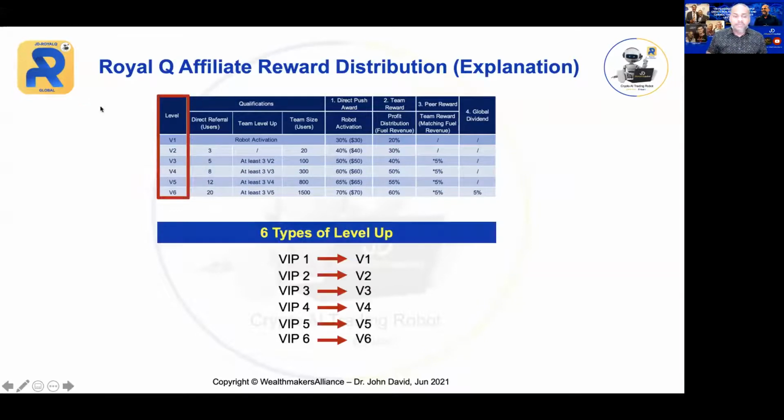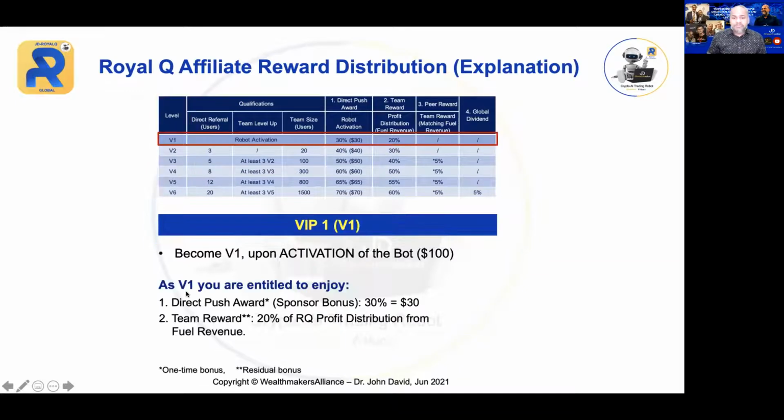First thing, we have 6 levels here. We have VIP 1, which you can call V1, all the way to VIP 6. Let's look into VIP 1 first. To become V1, you only need to activate the bot, that's all. So every one of you who is a first-timer here and doesn't have an account, you need to become VIP 1. How? Just activate the bot. How to activate? $100, that's all. With $100, you can activate and you are now a V1.